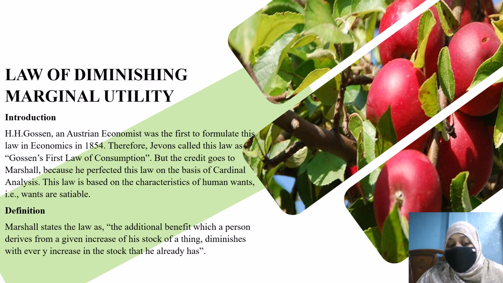So first we'll see what is the definition Marshall gave. The additional benefit which a person derives from an increase of a stock of a thing diminishes with every increase in the stock that he already has. In simple words, we may say that if a person is getting the same item over and over again, the satisfaction level for the additional unit will decrease. That is the base of this law.